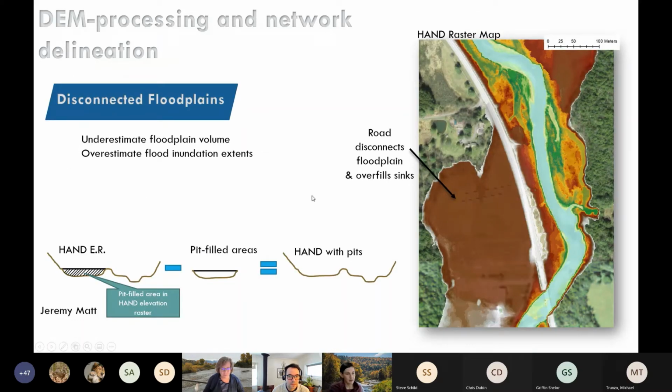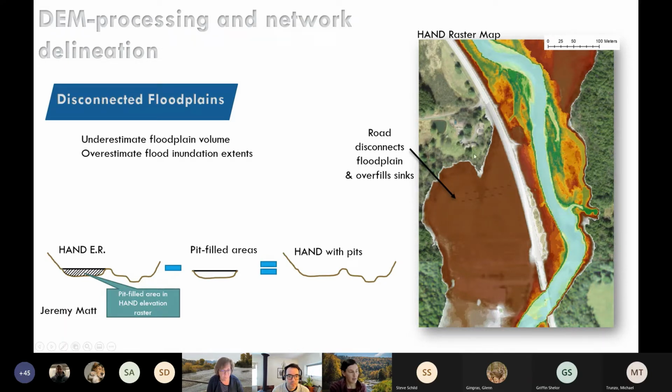So the other thing that we're sort of noticing with the DEM processing and this pit filling that's an artifact are areas of disconnected floodplains. And these are areas where there's not necessarily a culvert and where we don't necessarily expect there to be a place where we would hydro-enforce to fix this problem. So just an example here, this is on the Mad River. We have this whole section of the floodplain here.